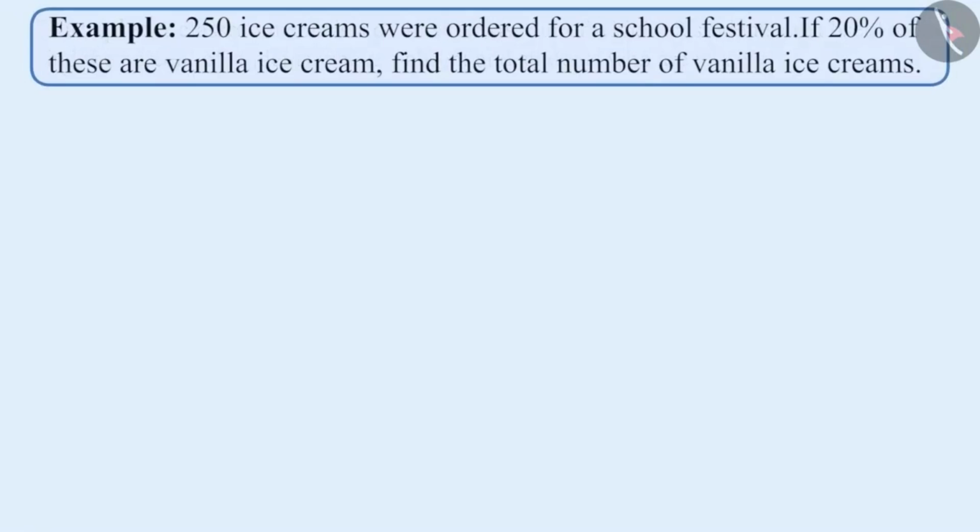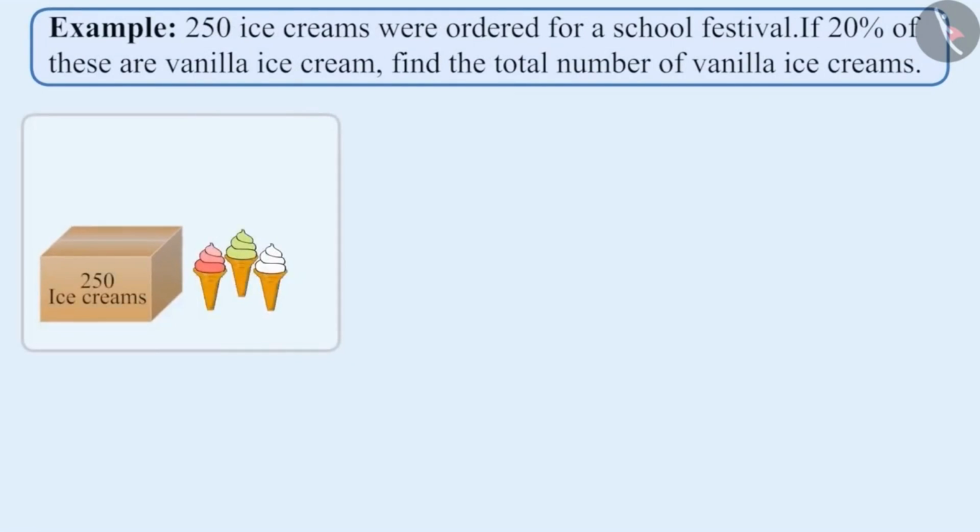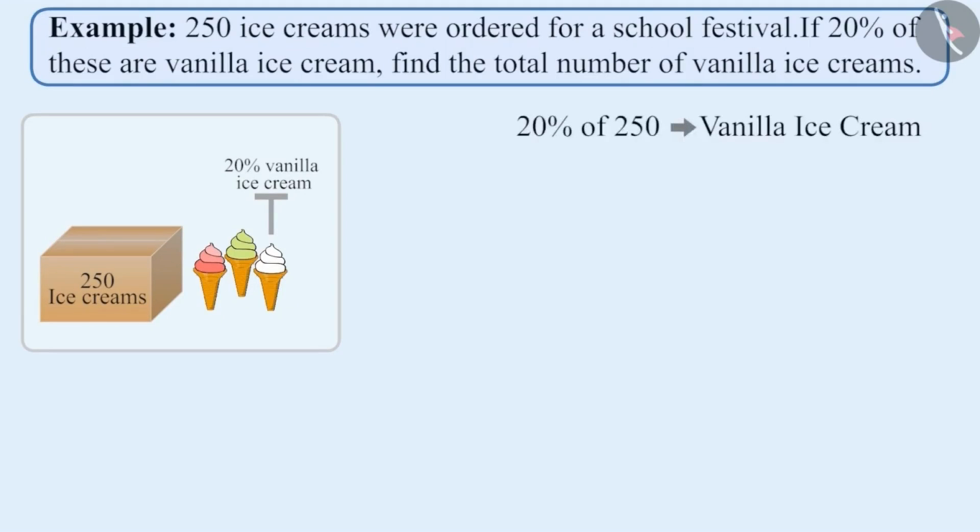Next example. 250 ice creams were ordered for a school festival. If 20% of these are vanilla ice cream, find the total number of vanilla ice creams. Here, out of 250, 20% are vanilla ice cream, that is 20% of 250.